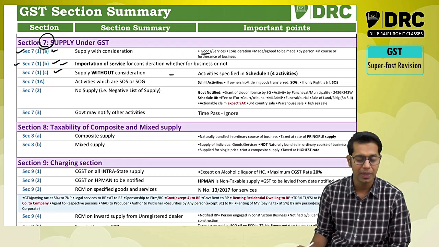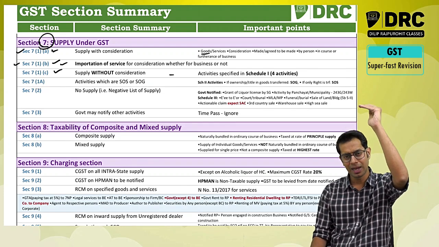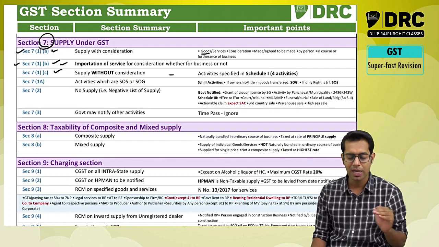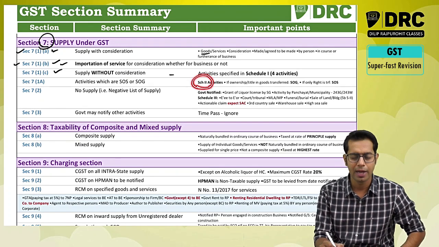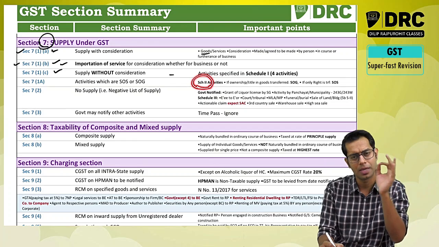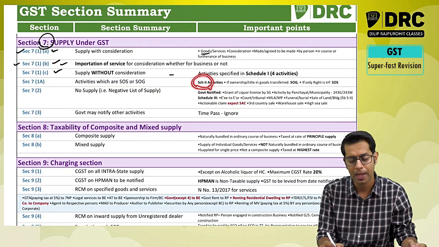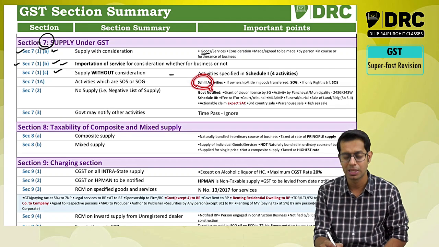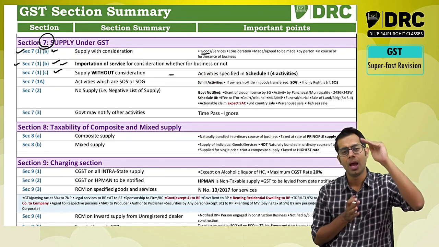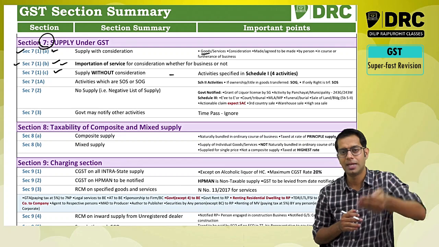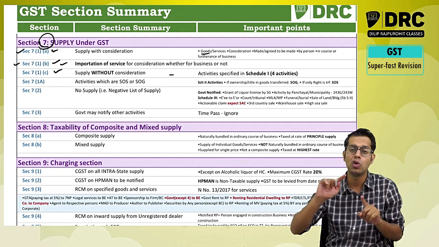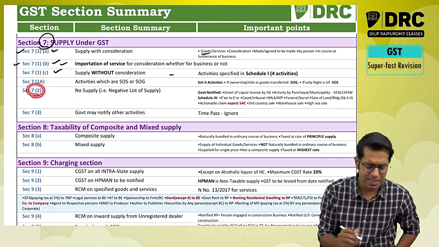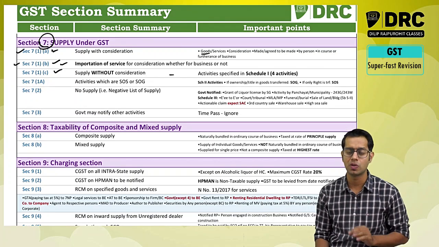Section 7(1) capital A says there are few items which are specified in schedule number 2. All these items which are there in schedule number 2 are supply as per section 7 subsection 1. But schedule number 2 is going to clarify whether it is a supply of goods or supply of services. Now the crux of schedule 2 is that if there is an ownership transfer or title transfer, then it will be treated as supply of goods, and if only a right in goods is transferred, then it will be treated as supply of services.